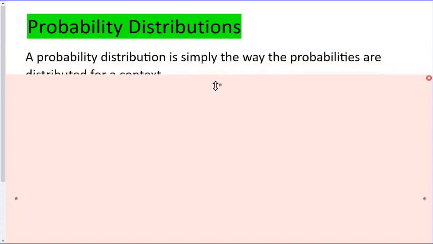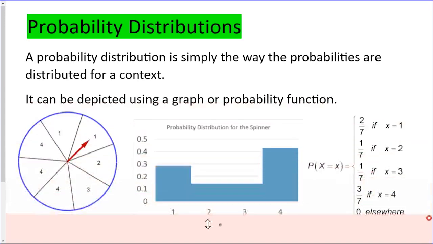And what a probability distribution is, it's simply the way that the probabilities are distributed for a given context. So let's look at an example. Here we've got a spinner. We're going to spin this little red arm, and it will settle and randomly select one of these numbers. There are 7 sectors here: 2 ones, a 2, a 3, and 3 fours. So the probability of getting a 1 will be 2 out of 7.